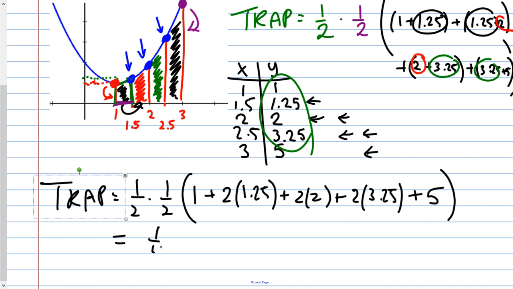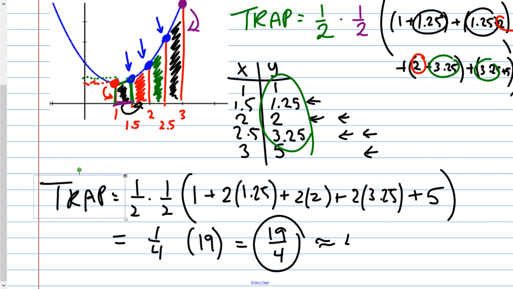I have 1/4, and then let me add all this up. So in adding all of this, I got 19. So I have 1/4 times 19, which is basically 19 over 4. And voila, there's my approximation. No decimal required. You could, but you don't need it. That's the beauty of calculus. But either way, it would be 4.75.